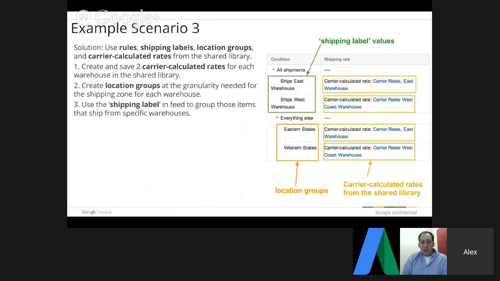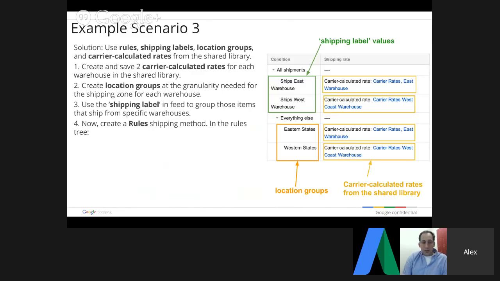Then they would use the shipping label to mark or group those items that ship only from a specific warehouse. So warehouse A always ships these specific shoes, and they'll never ship from the other warehouse. Those shoes would then get a label that says warehouse A, so that the merchant can then, in the rules, apply shipping rates for those shoes.